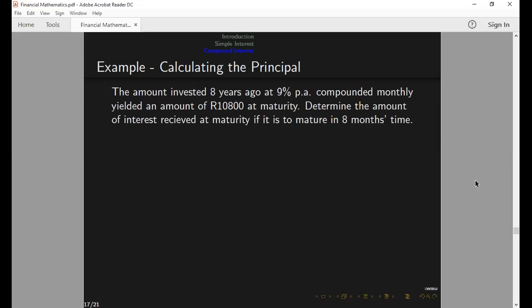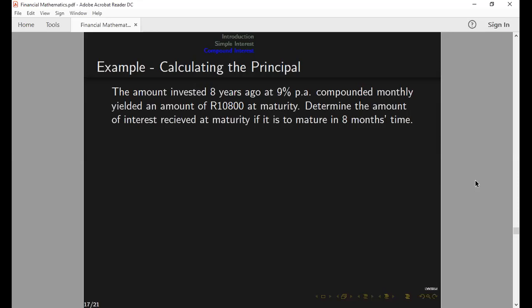At maturity, meaning after the full period has been said. Now we're not told that that 8 years is the full period. We're only told that this investment started 8 years ago. Sorry, before we go to the solution, determine the amount of interest received at maturity if it is to mature in 8 months' time.